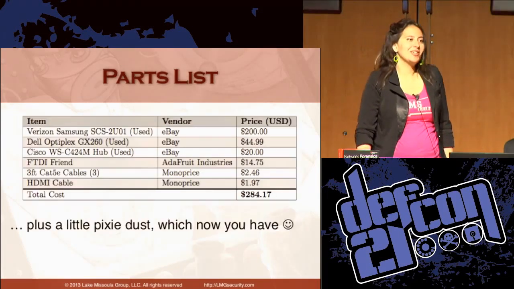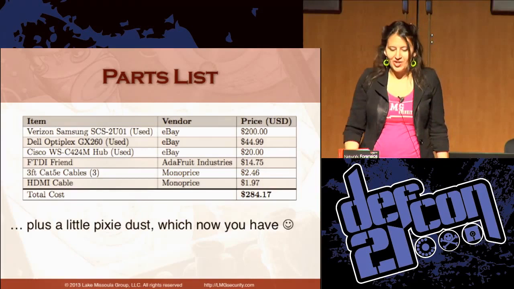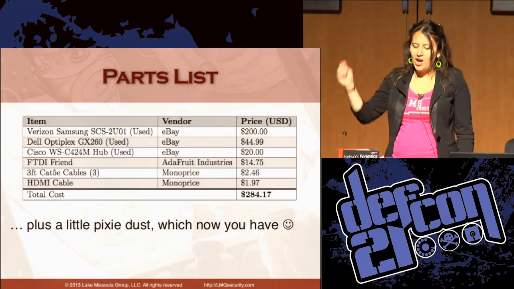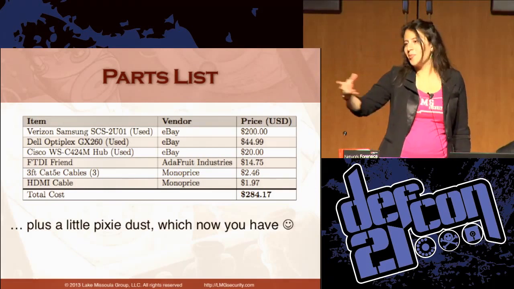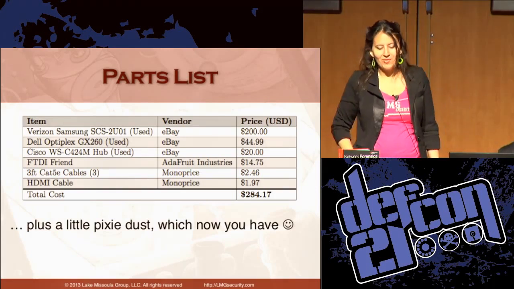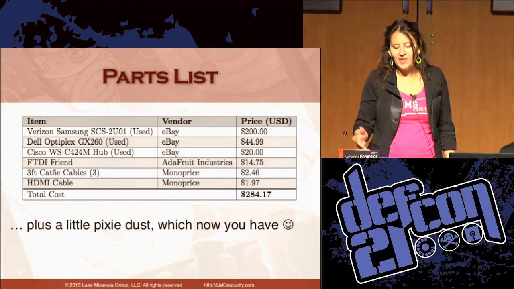And of course, if you wanted to get a beefier server, you certainly could. Again, here's that parts list. All you need is a femtocell, some kind of system, whether it's a laptop or a super old Dell Optiplex or whatever it is, a hub or a switch, and then some cables.